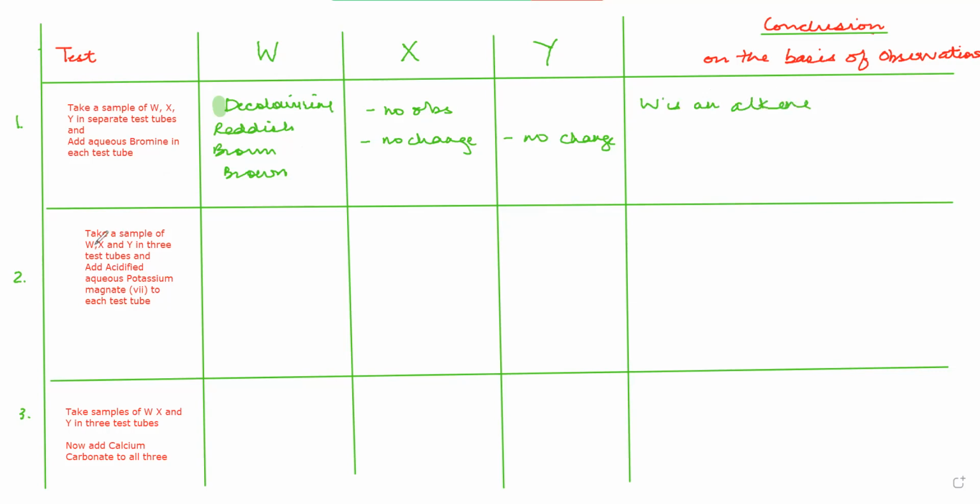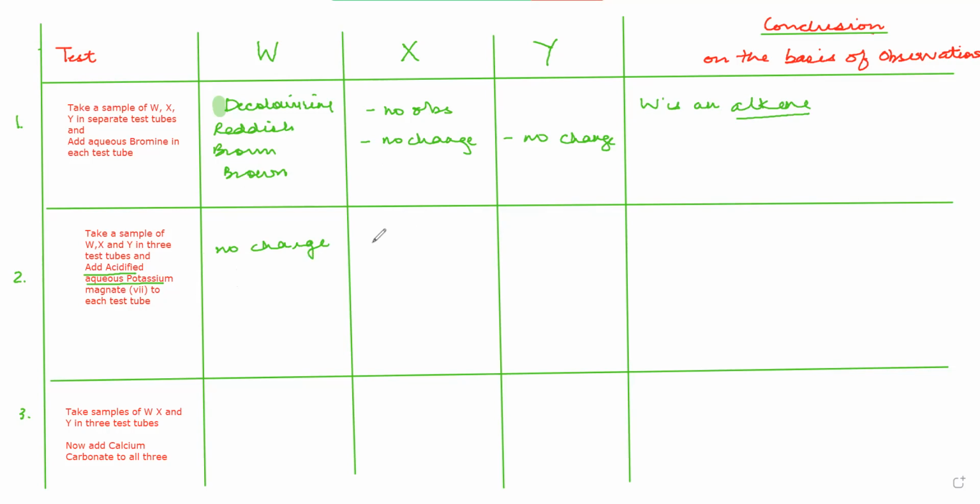Now the second test: I have the next 3 test tubes with me, and with all the 3 test tubes I'm performing the same test. I'm adding acidified potassium dichromate to it in all the test tubes. So whichever test tube is going to decolorize the color of acidified potassium permanganate, potassium manganate(VII). Now, let's suppose there is no change observed with W because W has already been identified as an alkene, so it will not be affected by acidified aqueous potassium manganate(VII).